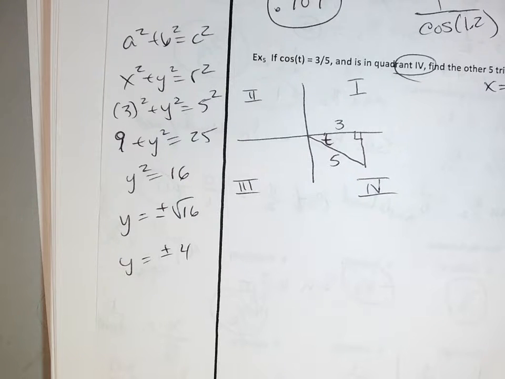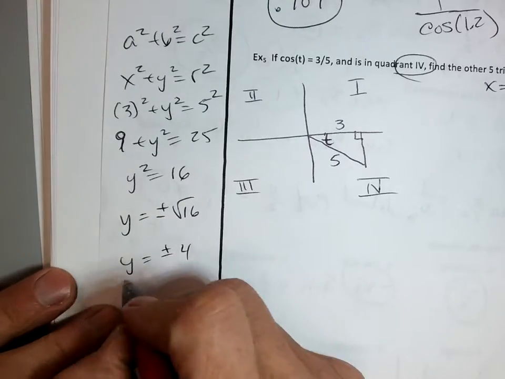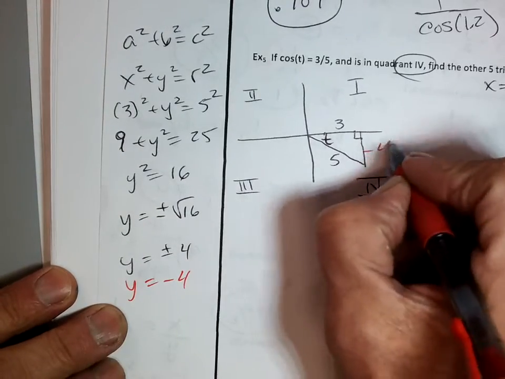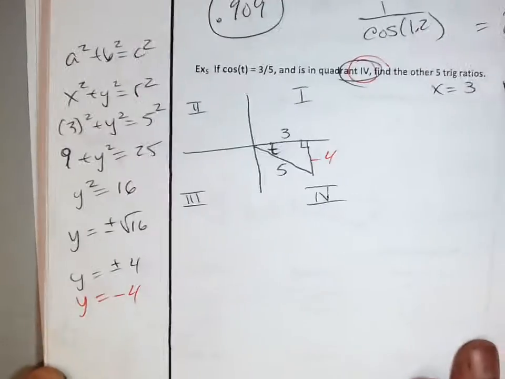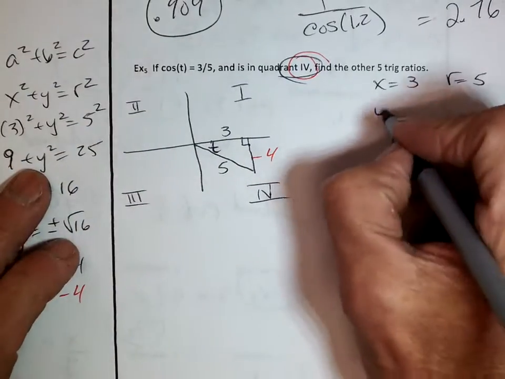Look at the picture. Because it's in the fourth quadrant, cosine's positive, but not the y value, right? We can look at the picture. You're going to go over 3, but you have to go down, so it's got to be negative 4. So it must be y equals negative 4. So the quadrant was important, wasn't it? So now I know that y is equal to negative 4.